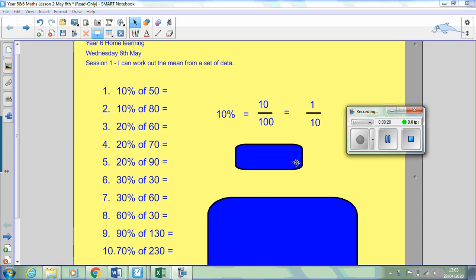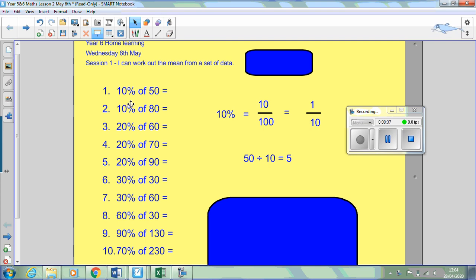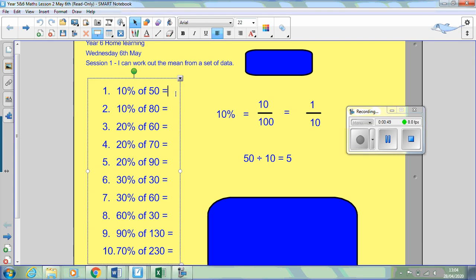I'm just going to do a quick reminder because it's a few weeks since we had a go at doing this. So if we're finding 10%, 10% is equal to 10 over 100, which in turn is equal to 1/10. So if we're finding 10%, all we have to do is divide by 10. So for example, for the question here, 10% of 50, we can simply do 50 divided by 10, which gives us 5. So 10% of 50 equals 5. We also know that 1/10 of 50 equals 5 because 10% and 1/10 are the same.